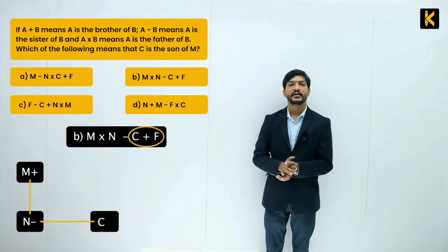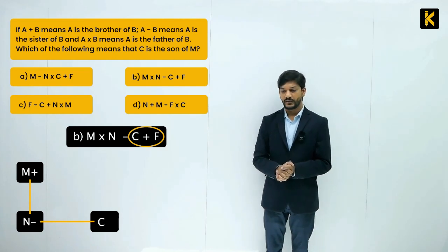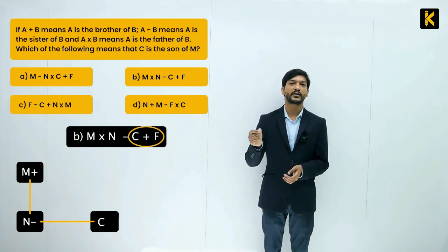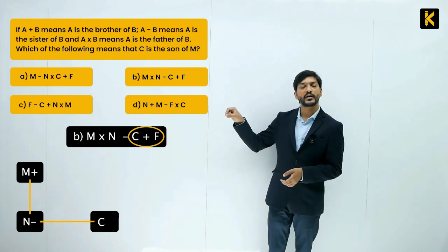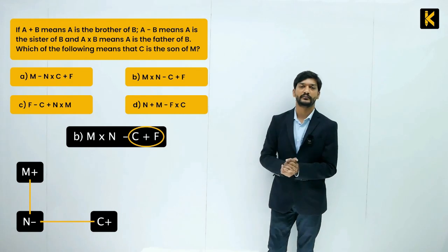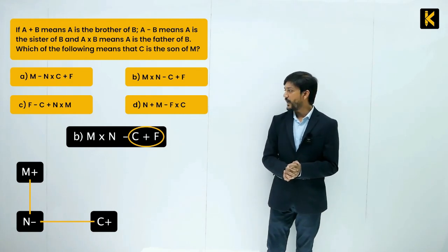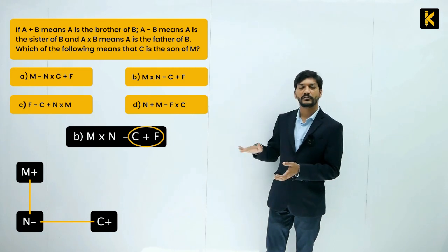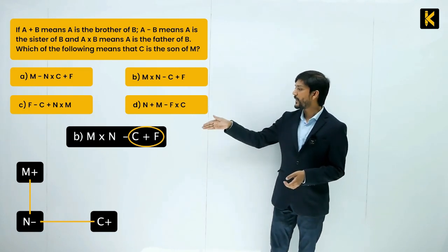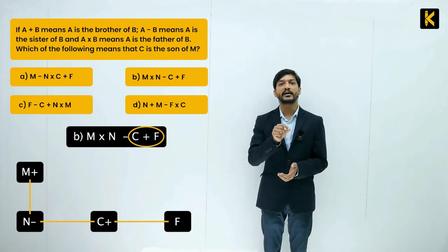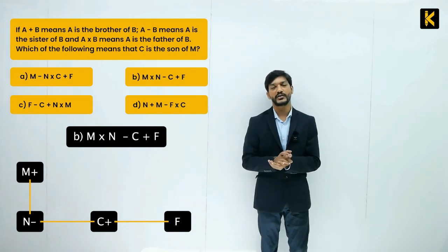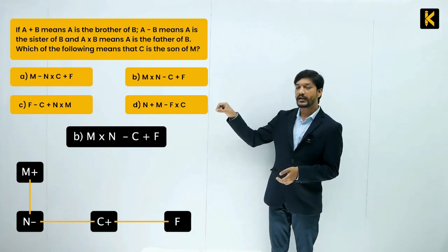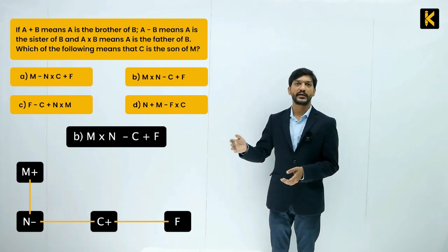Alright. Now let's take the next part. The next part is C plus F. Just like A plus B means A is the brother of B, the same way C plus F means C is the brother of F. So C will be a plus sign because C is a male. Brother is a male, and brother will be in the same generation. So in the same generation, I will take one more person F and I will take a single line between them, because brother is a close, direct relation. So this will be the diagram in our representation.